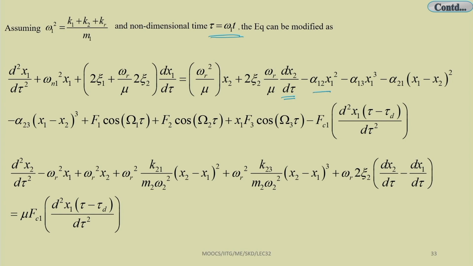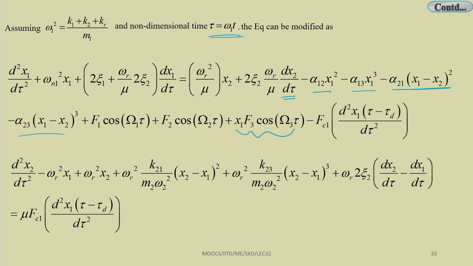So, this is the quadratic nonlinearity we have taken, and alpha 1 3 cubic nonlinearity is taken, and then this is due to the difference, alpha 2 1 x 1 minus x 2 whole square. Similarly, cubic order nonlinearity alpha 2 3 x 1 minus x 2 whole cube, plus this forcing we have taken, 3 different types of forcing. So, 2 forcing, that is F 1 cos omega 1 tau plus F 2 cos omega 2 tau. Plus, this is the parametric forcing term, F 3 cos omega 3 tau, which is the coefficient of x 1. So, minus F c 1 d square x 1 tau minus tau d by d tau square.